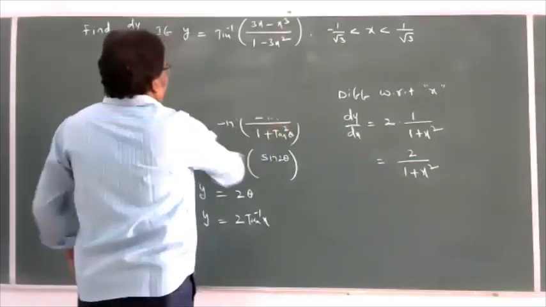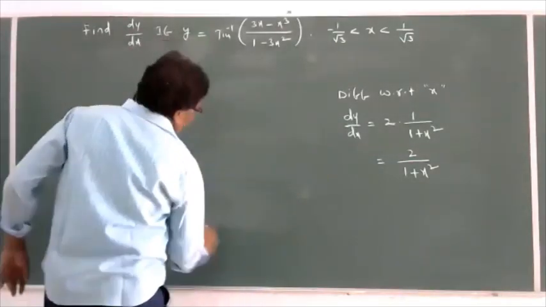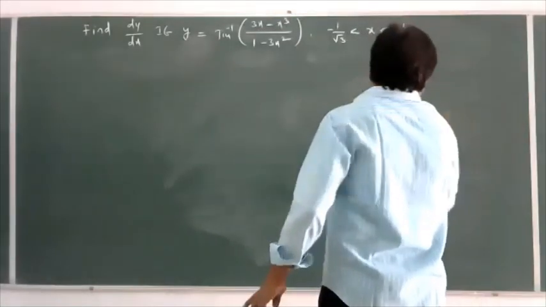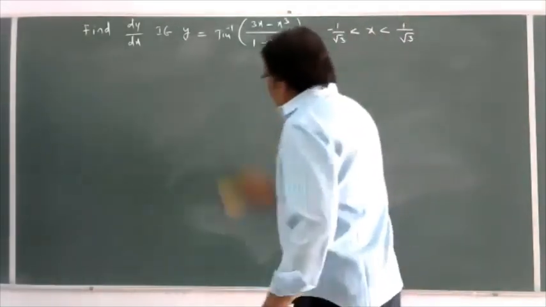So here the problem given is y is equal to tan inverse of 3x minus x cube by 1 minus 3x square.